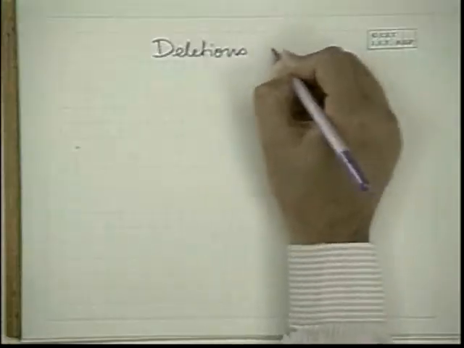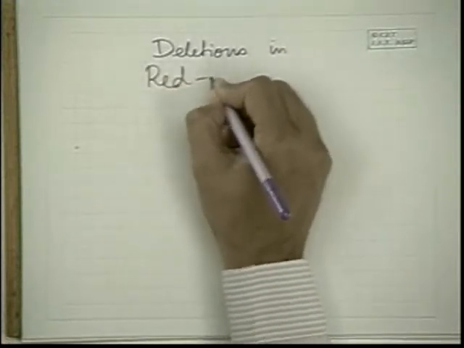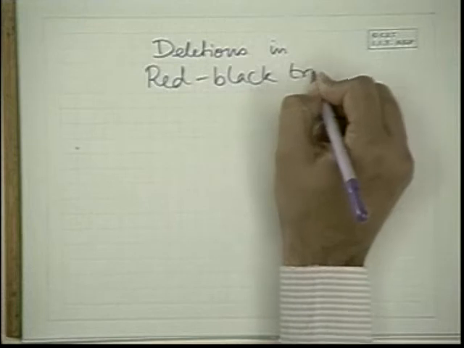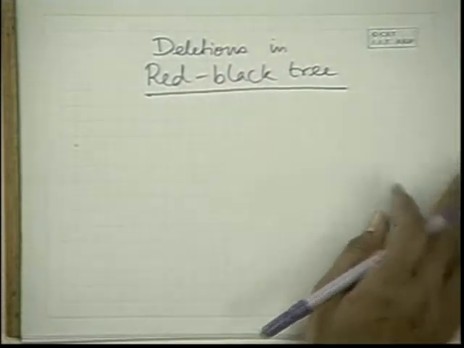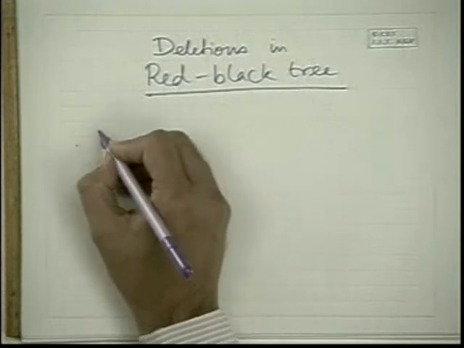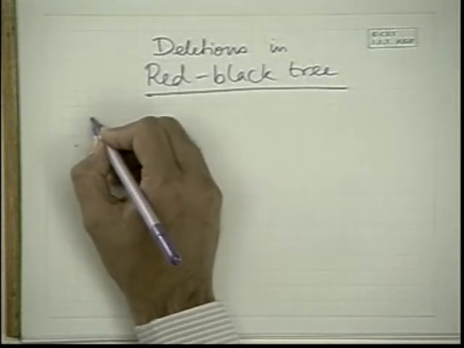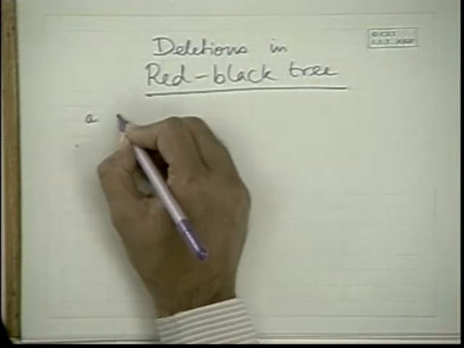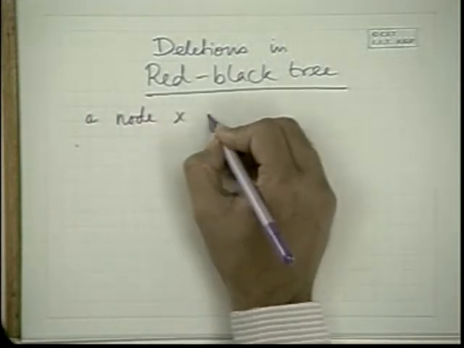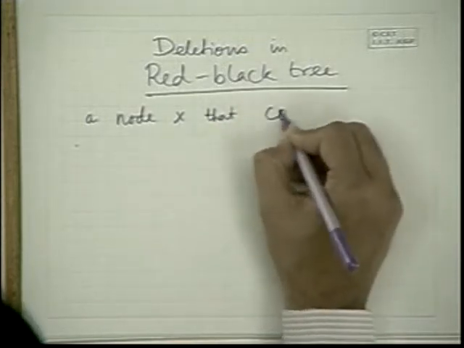So I am not going over the insertion again, because I hope you remember all those steps. But let us do the deletion a little bit more carefully. So what we are doing now is deletion of an item in a red-black tree. We are trying to delete a node X that contains the item to be deleted.